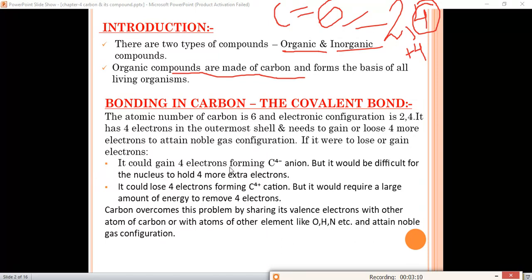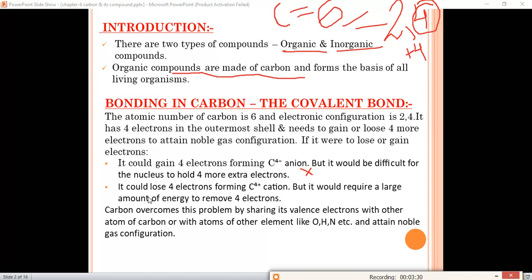First, it could gain 4 electrons forming a C4 minus anion. If carbon gains 4 electrons, which type of ion will it form? A negatively charged ion. But it would be difficult for the nucleus to hold 4 more extra electrons. The nucleus of carbon cannot hold these 4 more extra electrons. It will become unstable. So this option carbon cannot adopt.